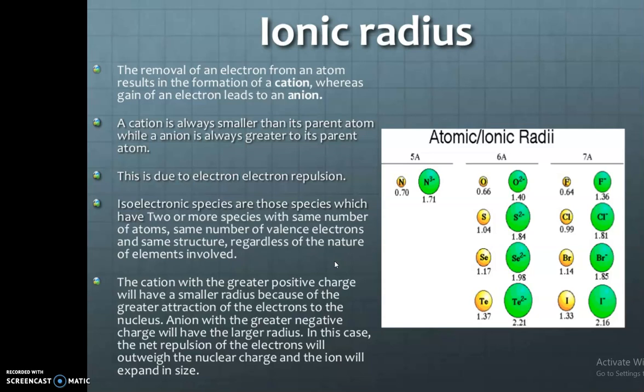What are ions? We know cations, anions and all. The removal of an electron from an atom results in the formation of a cation. That is either removal or addition. If an electron is removed from an atom, we'll get a cation, a positively charged ion. When an atom gains an electron, it leads to an anion. A cation is always smaller than its parent atom, while an anion is always greater than its parent atom.